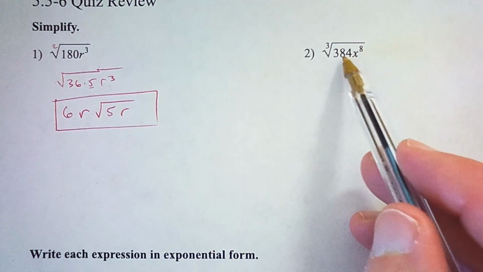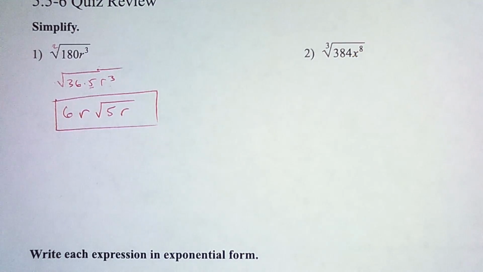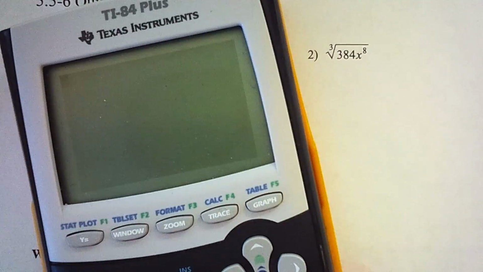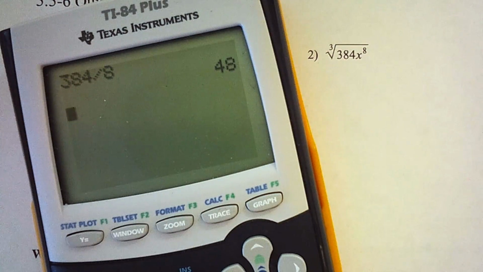Next, we have a cube root. So I'm not looking for a square number that goes into 384. I'm looking for a cube number that goes into 384. 2 cubed, 2 times 2 times 2, is 8. So let's try 8. 384 divided by 8 is 48. So I know 8 goes into 384. Let's just see if there's a bigger cube number.